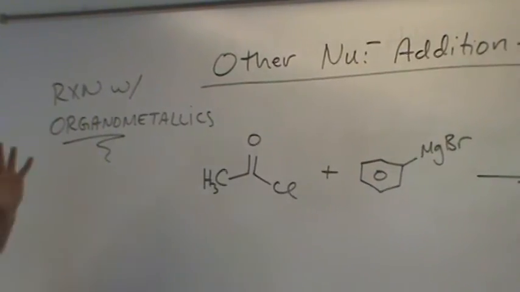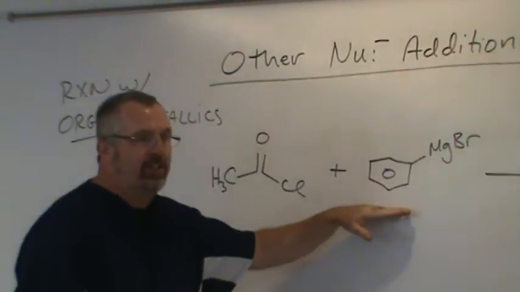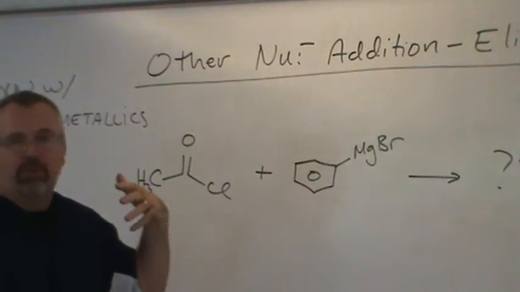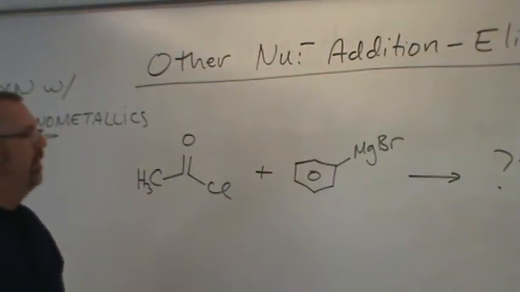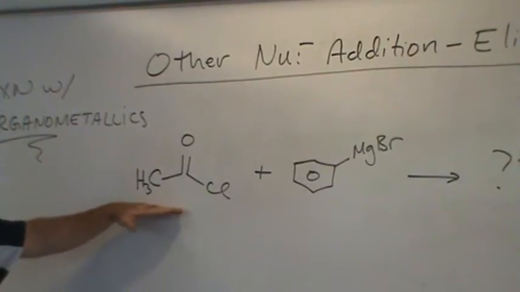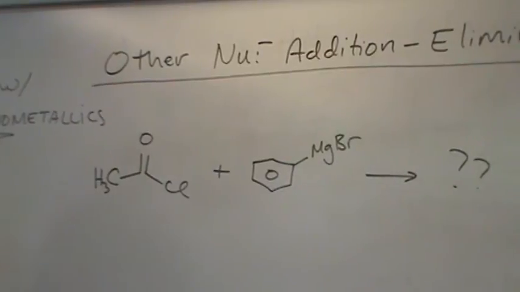And you know organometallics by now. We make Grignard reagents. Here's one example, a phenylmagnesium bromide. But this would also apply to organolithium compounds. I'm going to start off with this acid chloride of acetic acid. This would be called acetyl chloride.